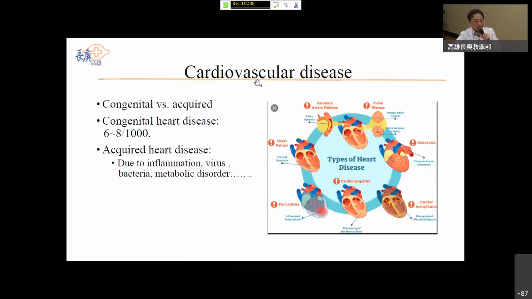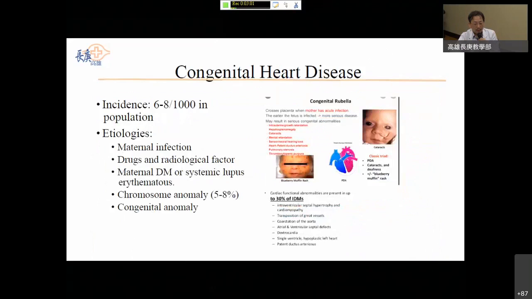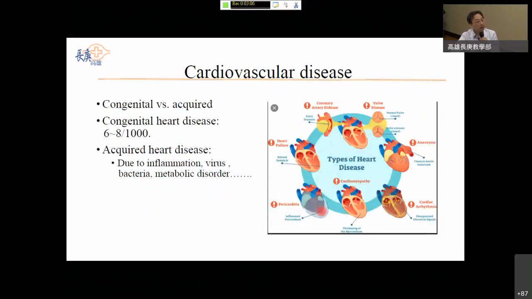Okay. So, let me introduce you some of the pediatric diseases from the most vital organs, okay? So when we talk about a cardiovascular disease, we know there are congenitals and some are acquired, okay? When we talk about congenital heart disease, we know that the baby or the child is born with the disease. And the prevalence for congenital heart disease is actually quite high. It's like 6 to 8 per 1,000 personnel, okay? When we talk about acquired heart disease, it's mostly due to inflammation, virus, bacteria, or some metabolic disorders, okay?